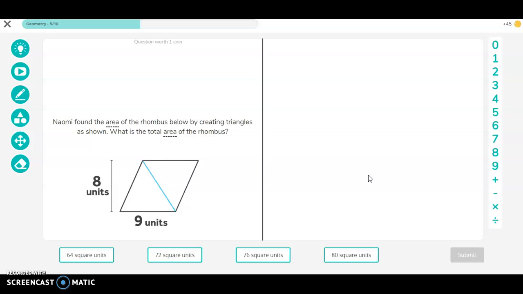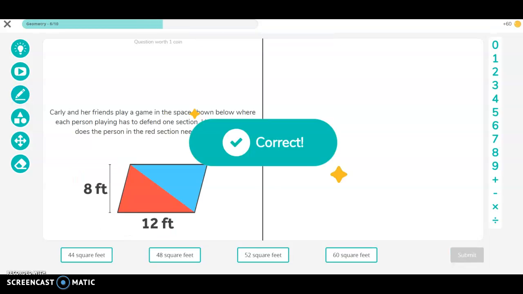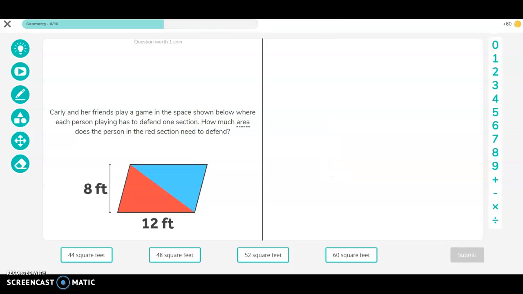Just a hint, if you divide by 2 with 2 triangles, you're just going to add the things together, so you can just do base times height for this. Splitting into triangles is a little bit more helpful when you have bigger shapes. So 8 times 9 is 72. There you go. You've already done one like this.